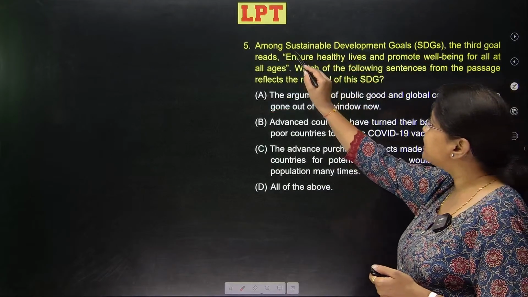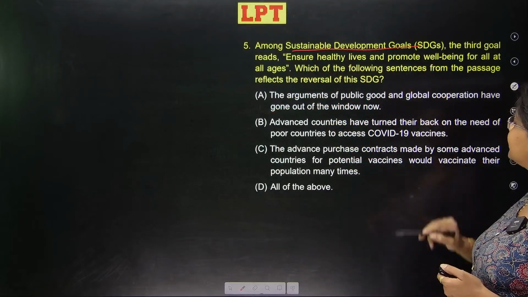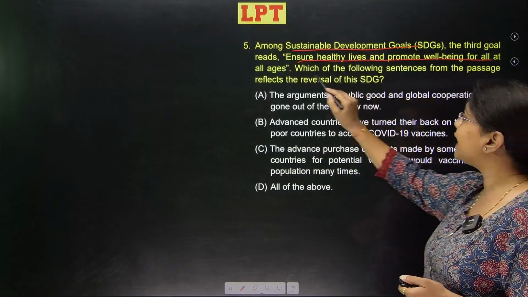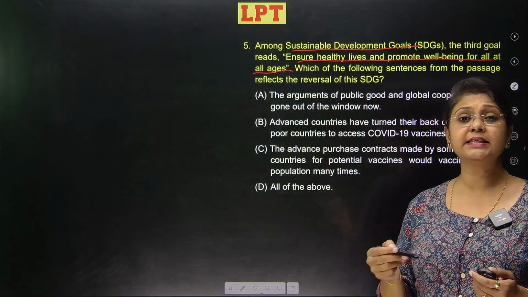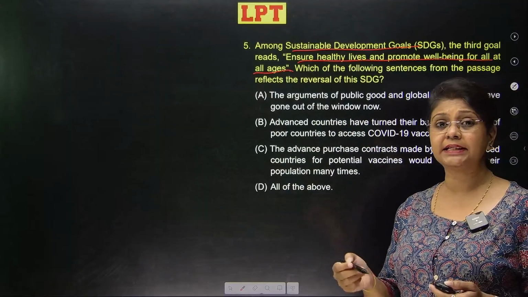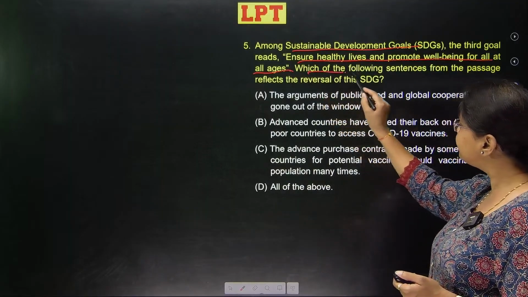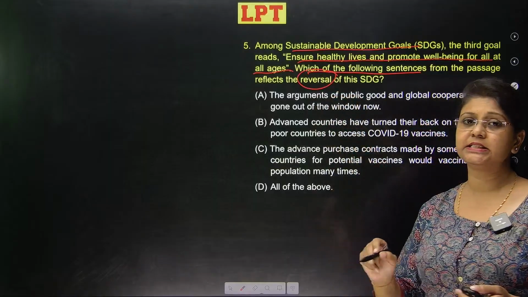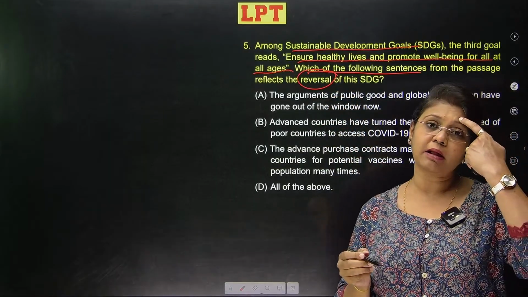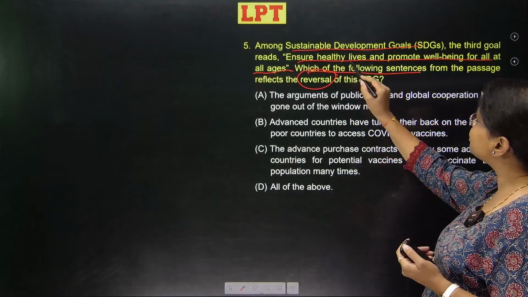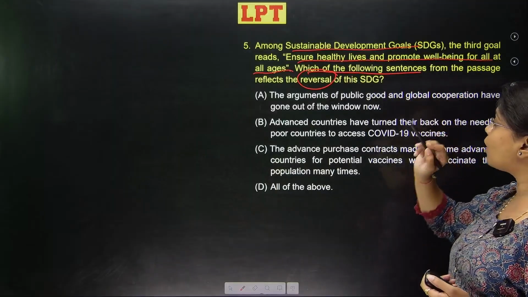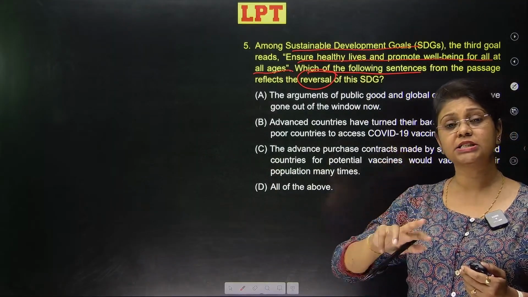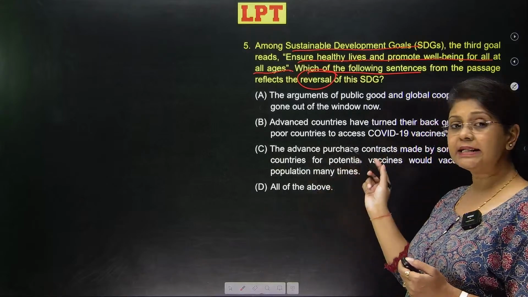Okay, so it says among sustainable development goals, the third goal reads ensure healthy lives and promote well-being for all at all ages. So this is the SDG goal that is being stated by the author. It says which of the following sentences from the passage reflects the reversal of SDG. You have to choose an option that is the reversal of this SDG. Let's have a look at the options.